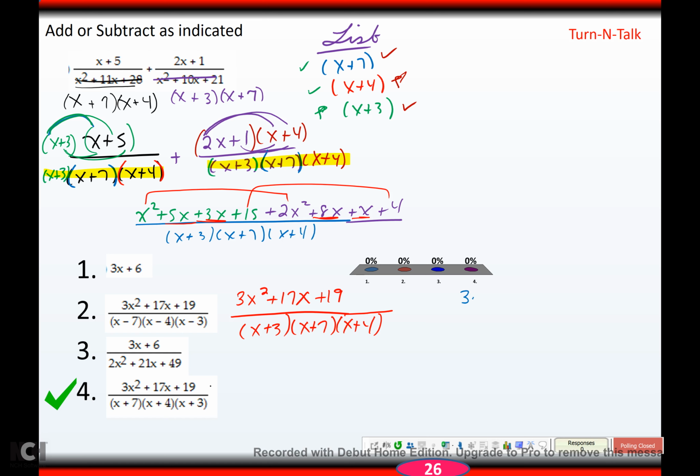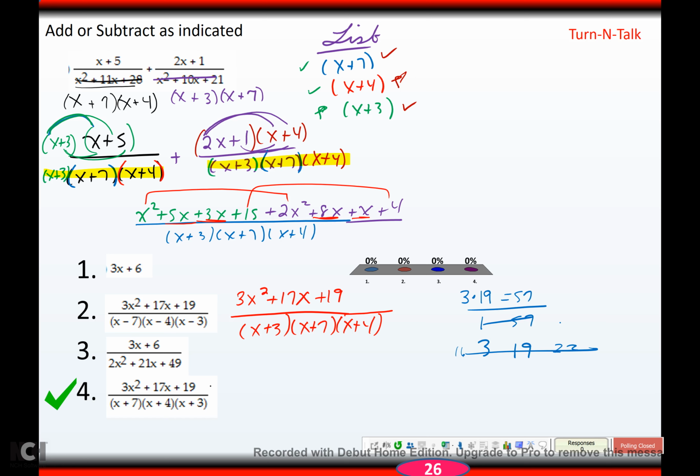But if I do 3 times 19, I get 57. Factors of 57. 1 and 57 will not make 17. 57 divided by 2 is a decimal. Divided by 3 is 19. I could make 16 if I subtracted, or 22 if I added. Nope, I need 17. That didn't work.